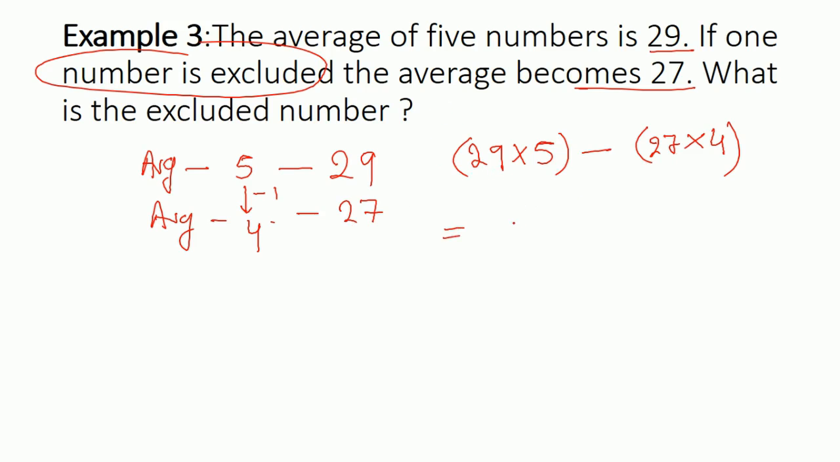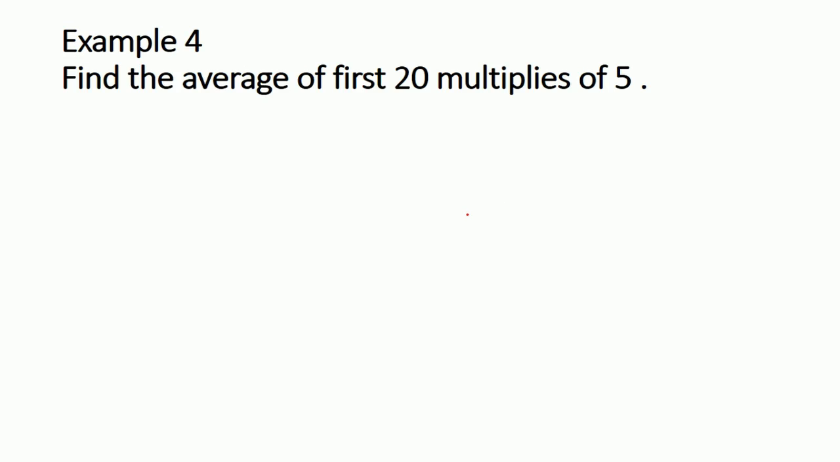So 29 into 5 gives us 145, minus 27 into 4 gives us 108. If we subtract that value, it is going to give us 37. So 37 is the number which is excluded to make that average. Let's move to the next question.